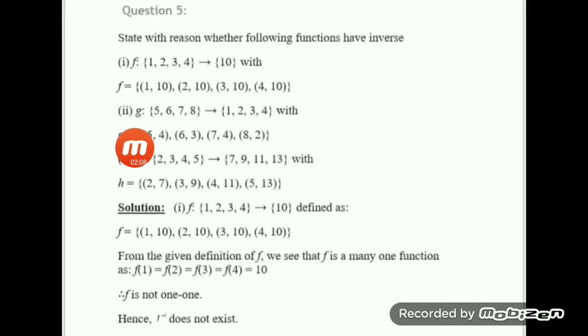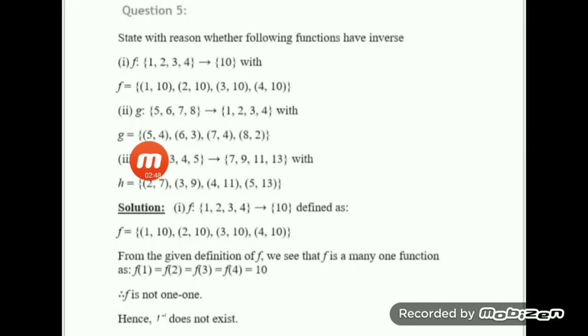Let us go to question number 2. Here you see z is a function from {5, 6, 7, 8} to {1, 2, 3, 4}. How is it defined? 5 goes to 4, 6 goes to 3, 7 goes to 4, 8 goes to 2. As in the earlier case, you can verify the question, or otherwise draw a Venn diagram. This is a finite set, so by drawing the Venn diagram we can check whether z is 1-1 or many-1.